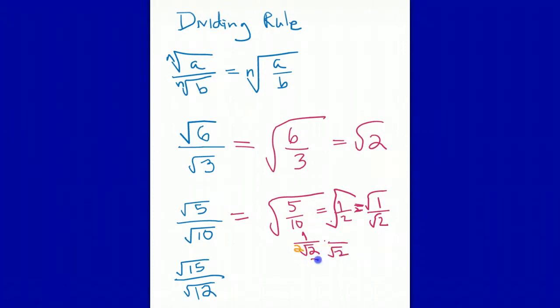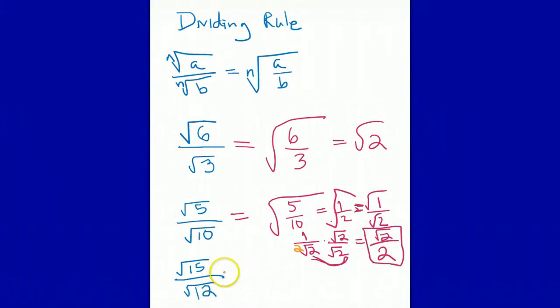Now I have 2 groups of 2 that are going to come out. But whatever you do to the bottom, you have to do to the top to keep your fraction equal. So these two come out, so now it's a 2. And these I can't do anything with, so my answer is 2 square root of 2.